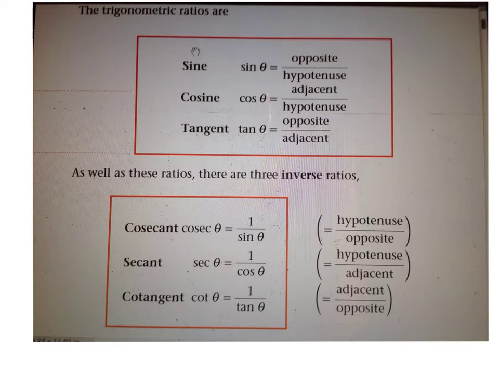Now, as well as sine, cos and tan, we have the inverse ratios: cosec, sec and cot. And all it is, it's just the inverse ratios of the ones that we have at the top. Now remember, a ratio is a comparison between two sides. So here we're comparing sides in right angle triangles. That's what we're doing in trigonometry. Now, cosec is cosecant, sec is secant, and cot is the cotangent. And cosec is 1 over sine, sec is 1 over cos, and cot is 1 over tan.